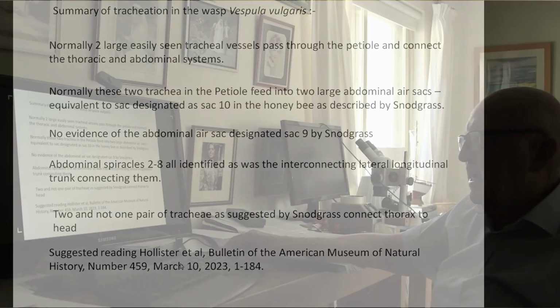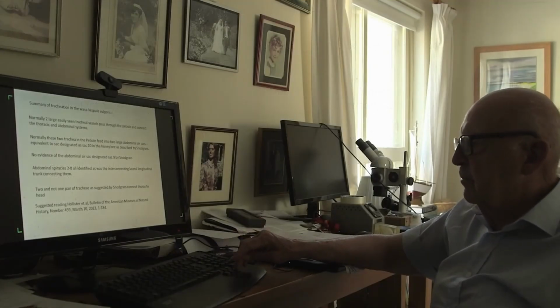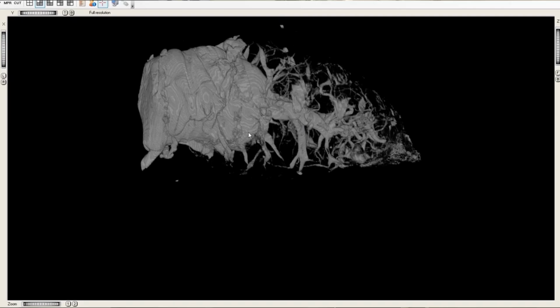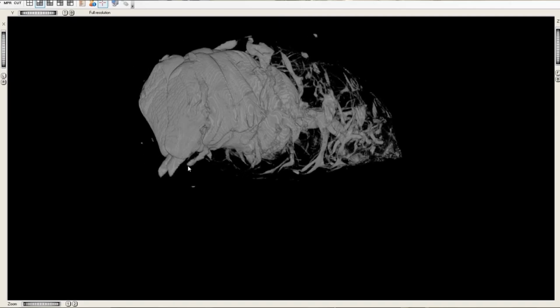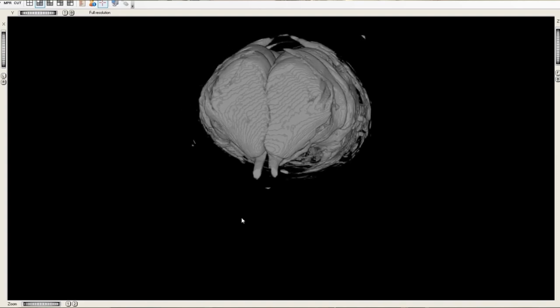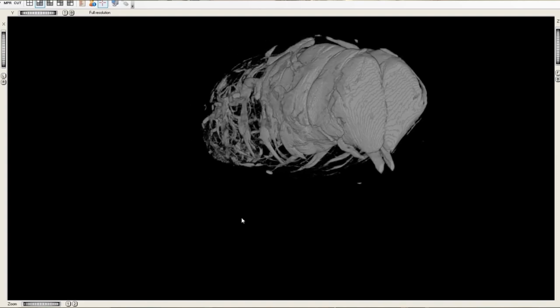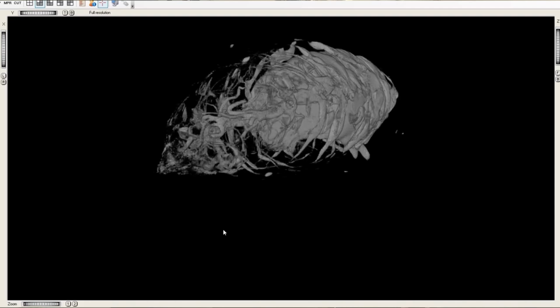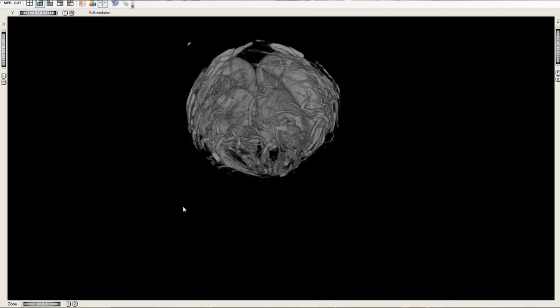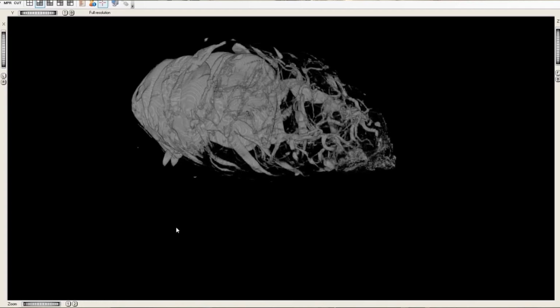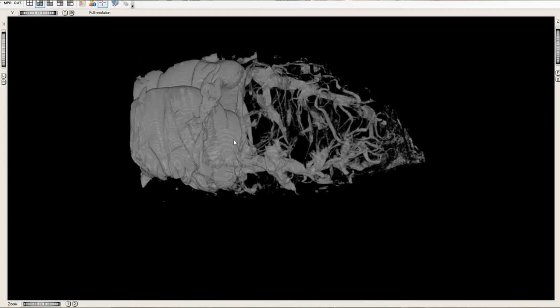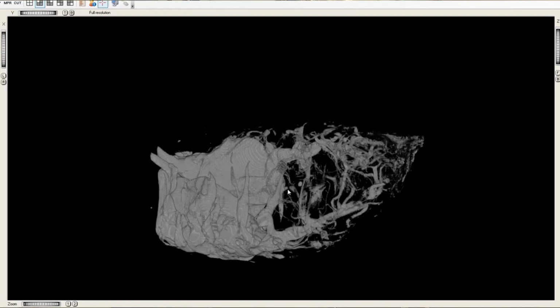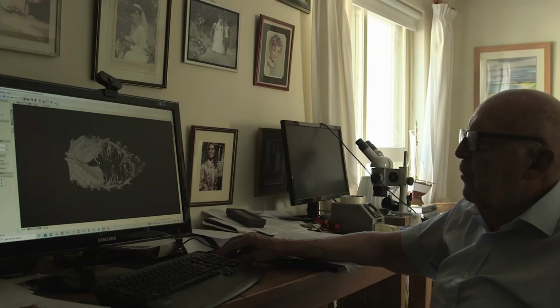tracheal systems of insects, but all the available software packages. In my view, the best way to delineate the tracheal system, whether it's an adult or an immature insect, is to reverse the data and then segment out the tracheal system. And by using a 3D view like this, one can get a very good idea of structure.